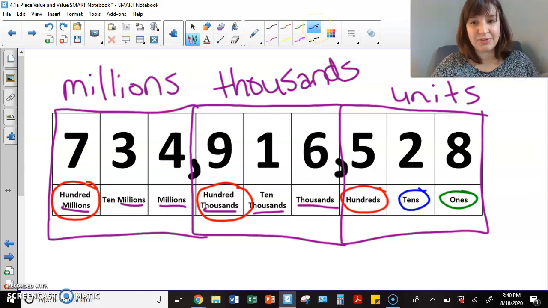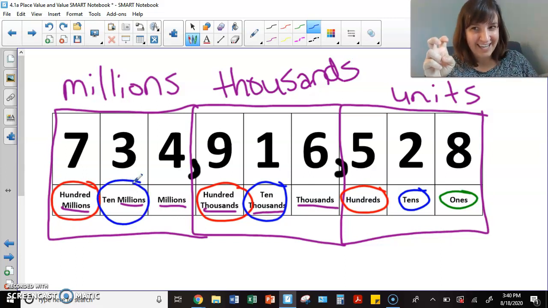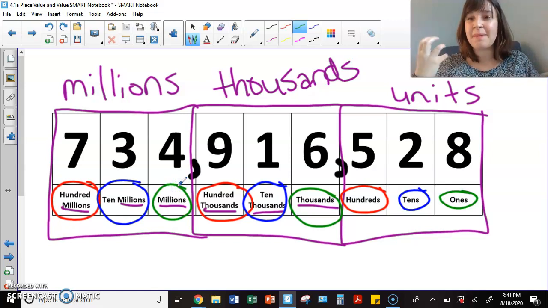If I take the color blue, I see that the tens place is in the middle over here. It's the second place over. I also notice that the word 10 is the first name of that middle place, that second place over, in my millions family and in my thousands family. My green, those are the last names of each house. Those are my base units of each house. So all of these are my units. Then I have my thousands, then I have my millions, and there's always a pattern.